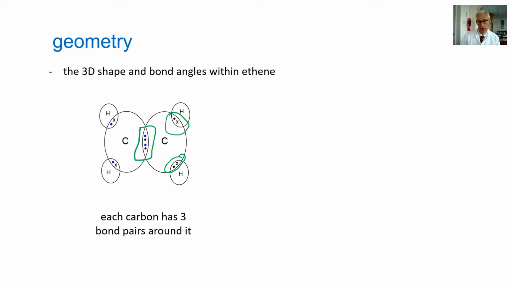Pause the lesson and decide on the shape and bond angle.